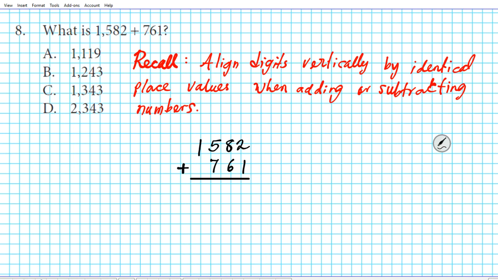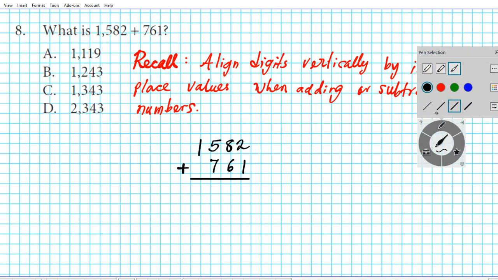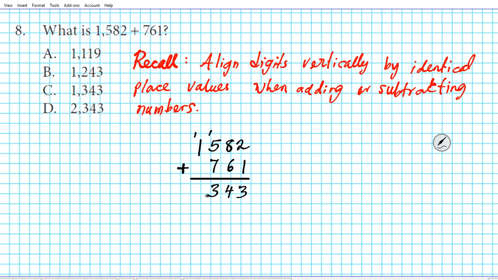Okay, let's go ahead and add. 2 plus 1 is 3. 8 plus 6 is 14. 4, you carry 1 over. 6 plus 7 is 13. Carry another 1 over. And then 1 plus 2 is 3. So 2,343. Sorry, 2,343. Correct answer is option letter D.